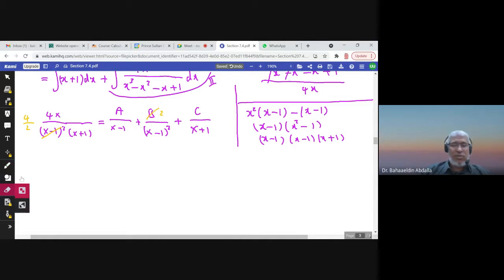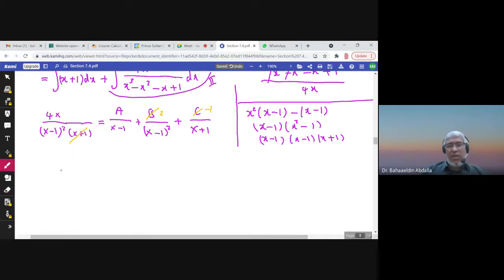All right, good. Now, how to find c? Well, the zero is x plus 1. So I erase x plus 1, and replace x by minus 1. Negative 1 times 4 is negative 4. Negative 1 minus 1 is negative 2 squared is 4. Negative 4 over 4 is negative 1. So c is negative 1. Okay, how to find a then?